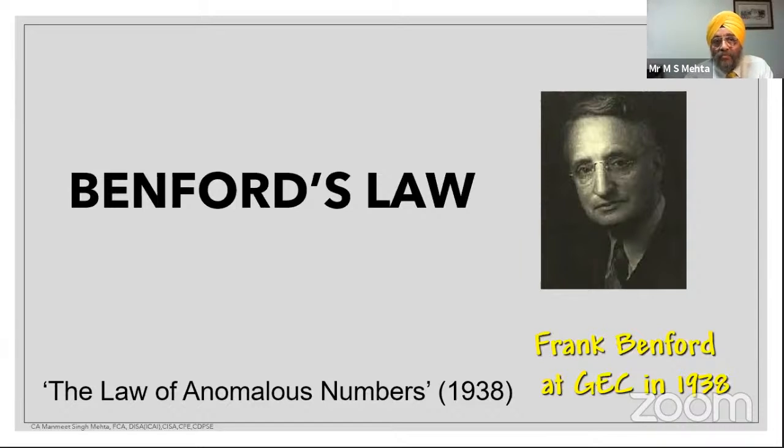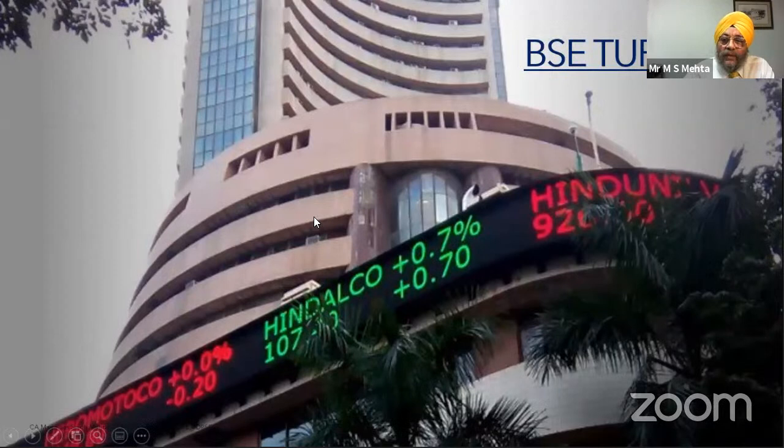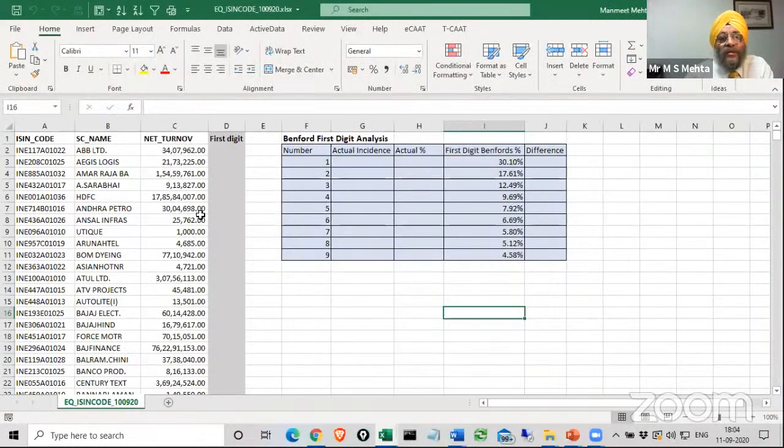the probability or the frequency is not the same for all the digits, and it varies according to their placement within a number. Now, I'll take a very simple example. I've just downloaded yesterday's Bhav copy from the Bombay Stock Exchange. The Bombay Stock Exchange publishes a Bhav copy every day. I've just taken the Bhav copy of yesterday from BSE. And these are the scripts which have been traded on BSE, and this is their net turnover.